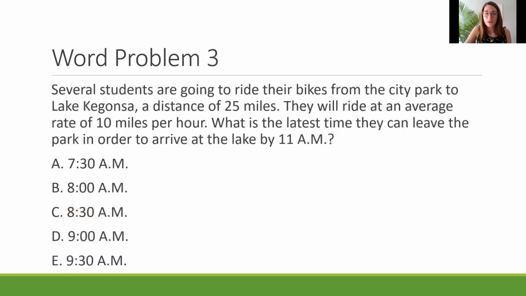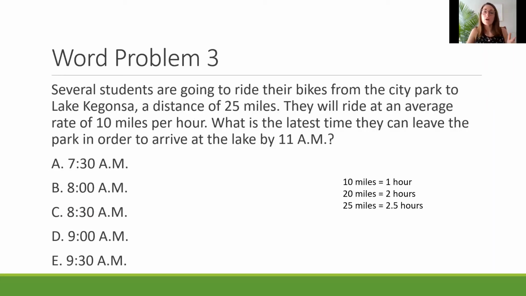For word problem 3, it says several students are going to ride their bikes from the city park to Lake Kegonsa, a distance of 25 miles. They will ride at an average rate of 10 miles per hour. What is the latest time they can leave the park in order to arrive at the lake by 11 a.m.? So I'm going to identify here that I need that 25 miles, the 10 miles per hour, and 11 a.m. And we're going to have to do two parts.